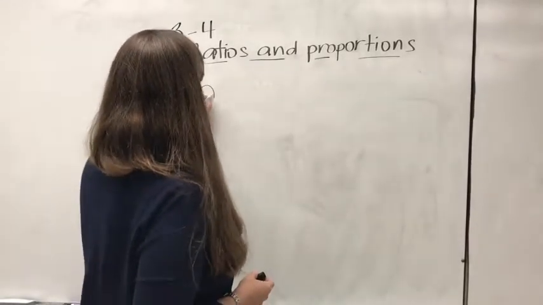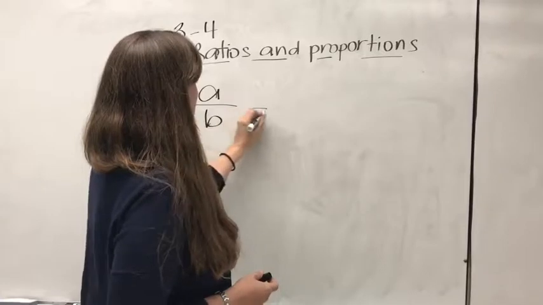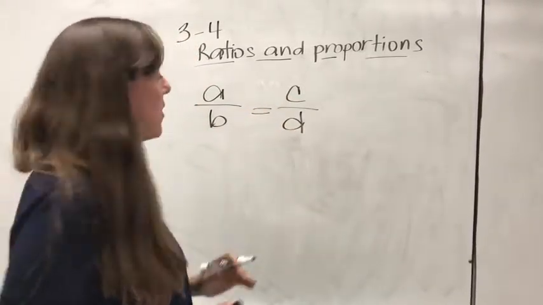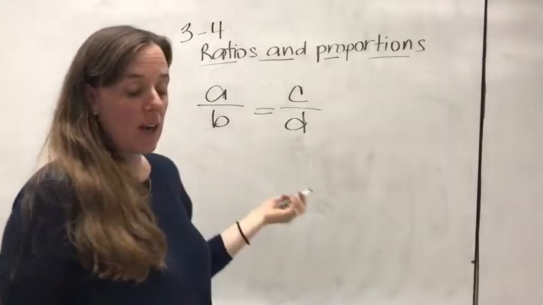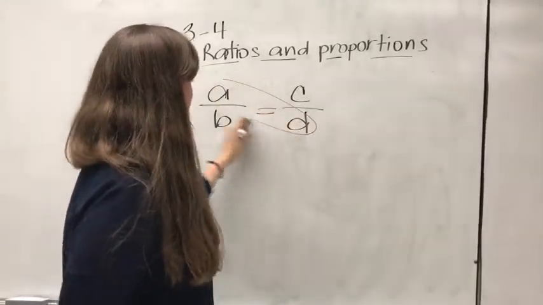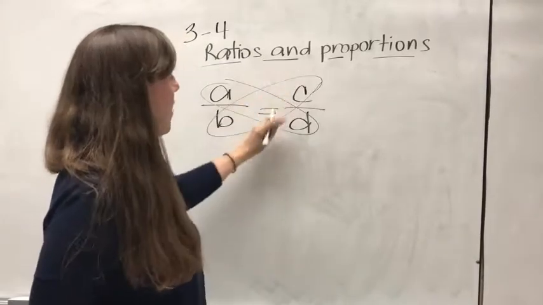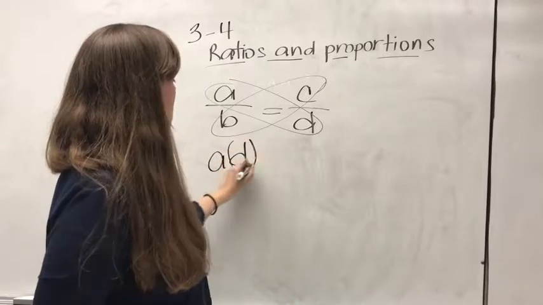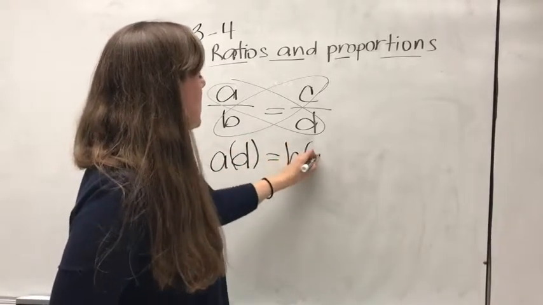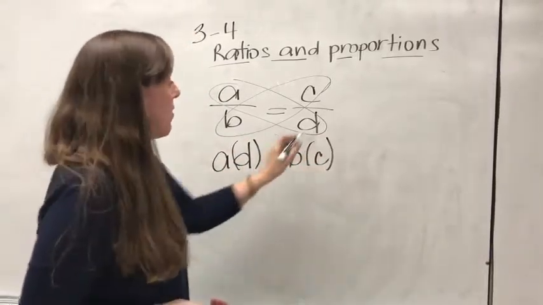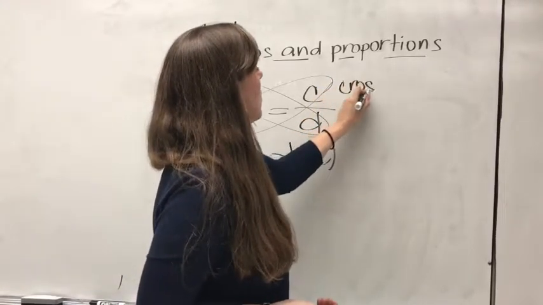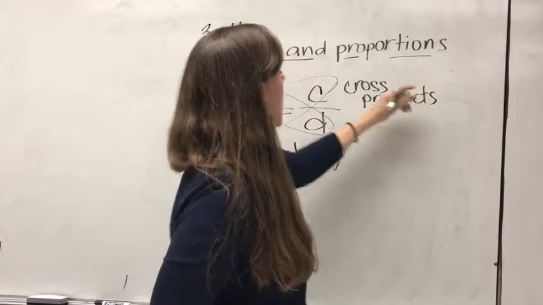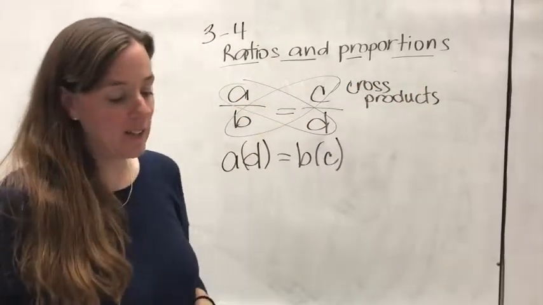So if we have A over B equals C over D, then you can multiply across like this, and they equal one another. So A times D is equal to B times C. And these guys are called cross products. Okay? They're across and they're multiplied.